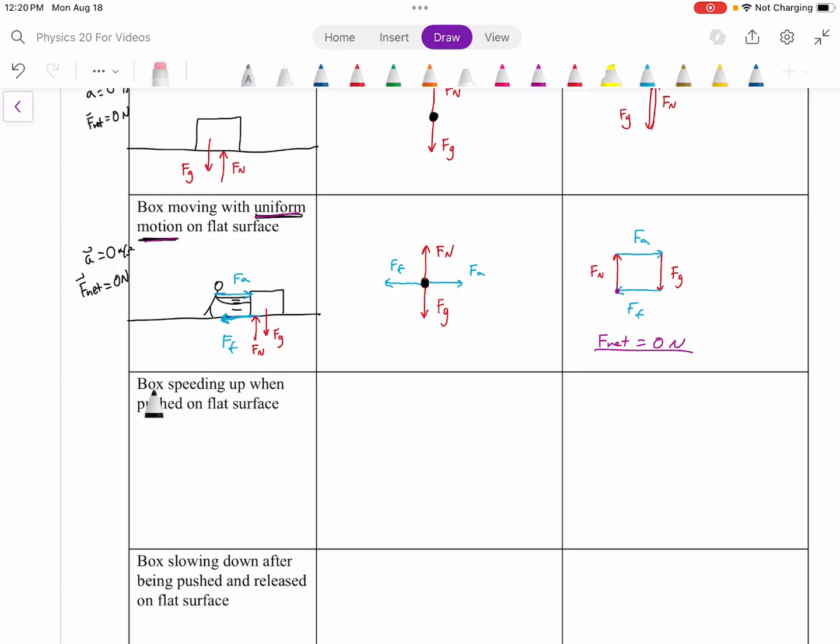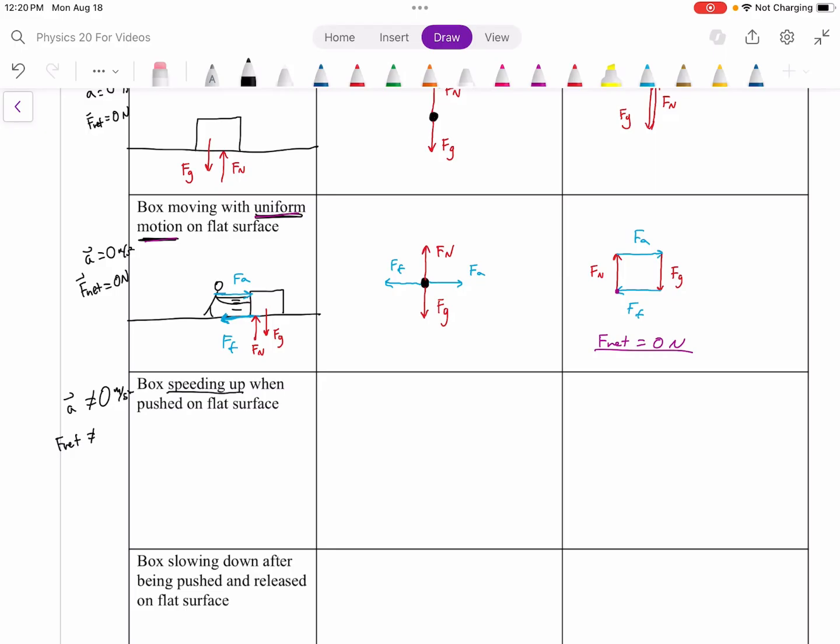Okay, now a box speeding up when pushed on a flat surface. So pause once again. Is our acceleration 0 if it's speeding up? No, it is not, right? Our acceleration is not 0. This thing's velocity is changing. So what must be true about the net force?